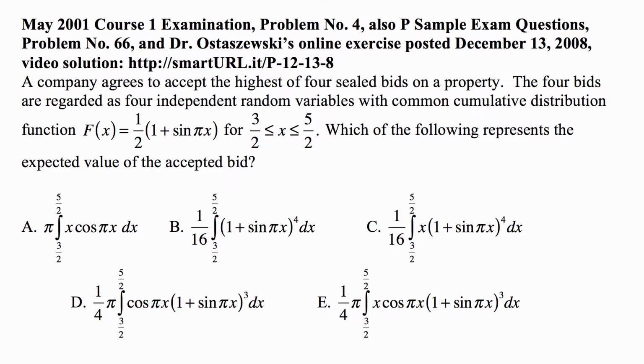Here's a problem for today. For exam P on probability, a company agrees to accept the highest of 4 sealed bids on a property. The 4 bids are regarded as 4 independent random variables with common cumulative distribution function F(x) equal to 1/2 of the quantity 1 plus sine pi x, for x between 3/2 and 5/2. Which of the following represents the expected value of the accepted bid? And we have 5 formulas to consider.